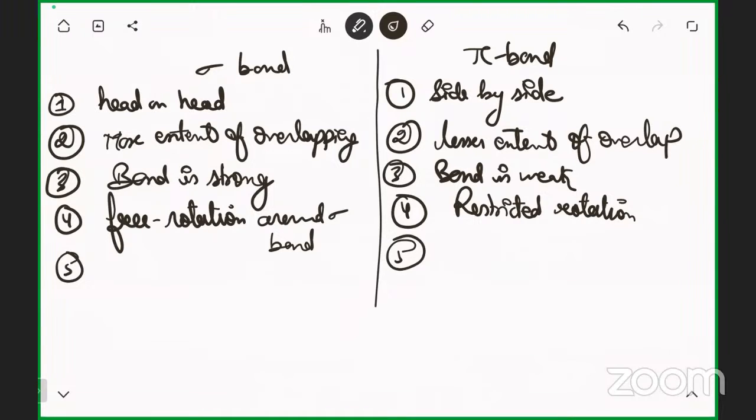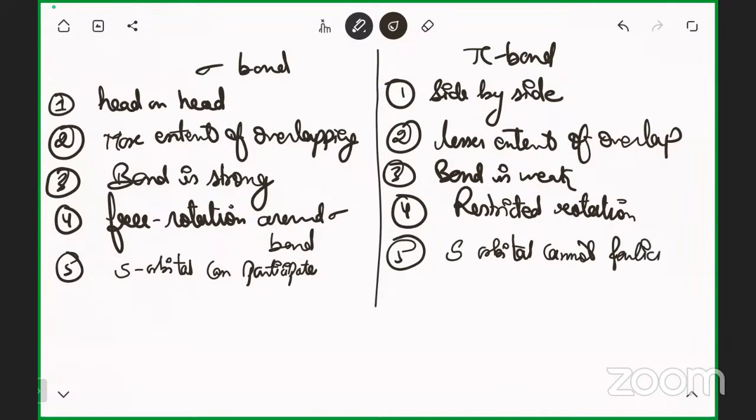In case of sigma bond, s orbital can participate. This is a very easy difference. You can say s orbital can participate in the sigma bond, while in the case of pi bond, s orbital cannot participate. This much is enough for the difference.